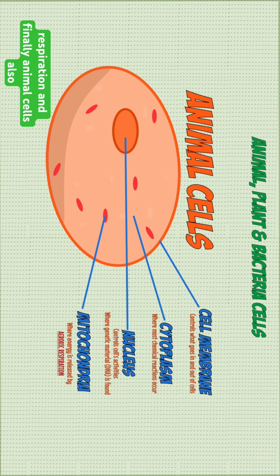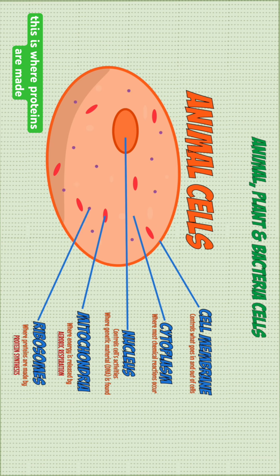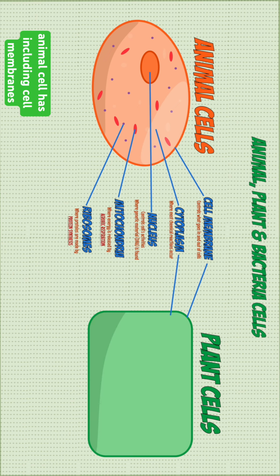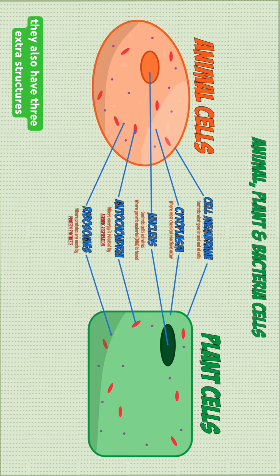And finally, animal cells also have ribosomes floating in the cytoplasm. This is where proteins are made in a process known as protein synthesis. Plant cells have a more rectangular shape and contain everything an animal cell has, including cell membranes, cytoplasm, nuclei, mitochondria and ribosomes. But they also have 3 extra structures that animal cells do not.